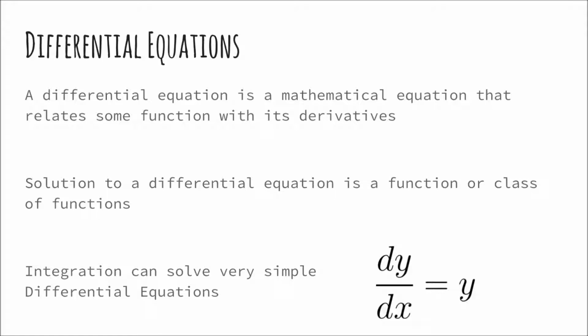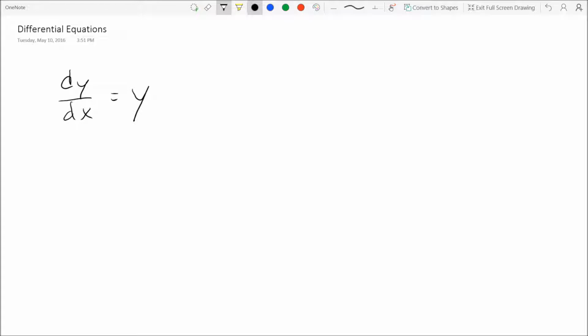Solutions to differential equations can be either a single function or a class of functions, and we've seen this kind of thing before when we did the indefinite integrals and we had that plus c because the constant was not defined. Integration can actually solve very simple differential equations, for example this one right here. Alright, so this is a pretty simple differential equation. It just means that the slope of the function is defined at its y value. That means when it's higher, it's going to be increasing faster.